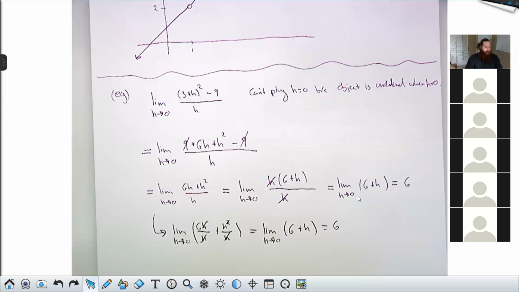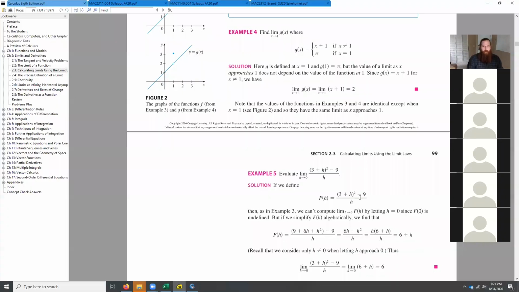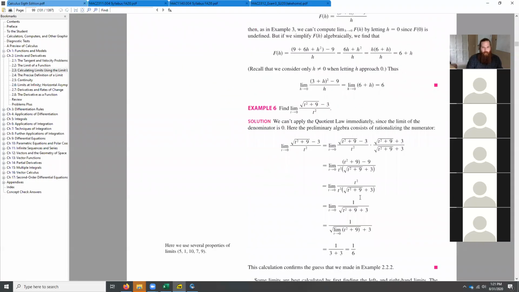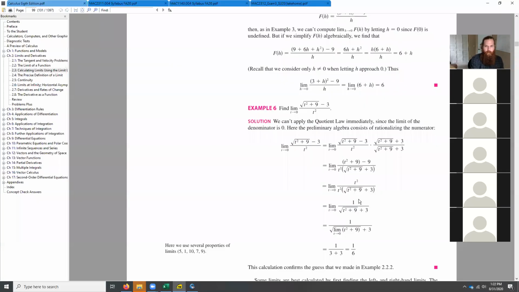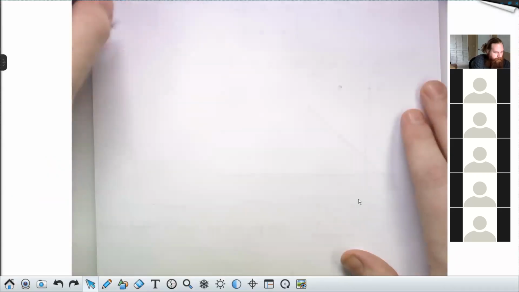All right, so we can play around with a few more of these. There are some other algebra tricks that I would like to show you. This is a good one. The limit as t goes to 0 of the square root of t squared plus 9 minus 3, over t squared.